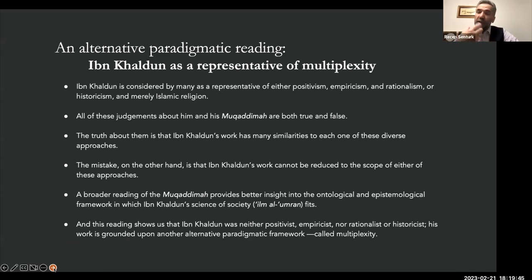His work is empirical, but he's not an empiricist. His thinking is rational, but he's not a rationalist.